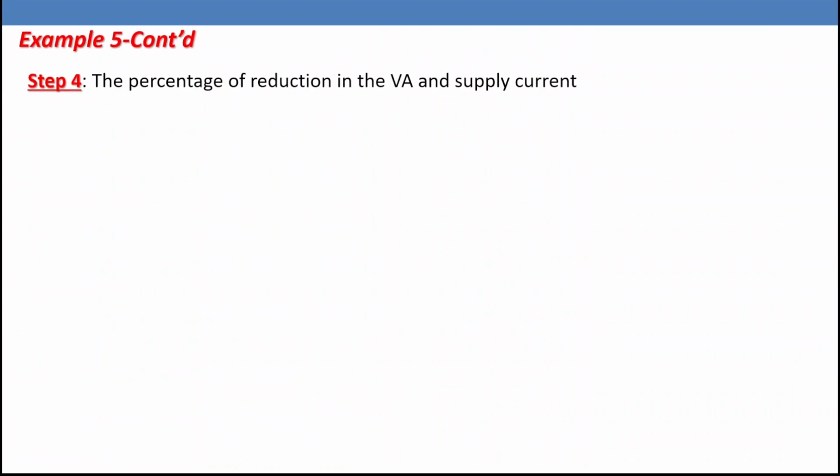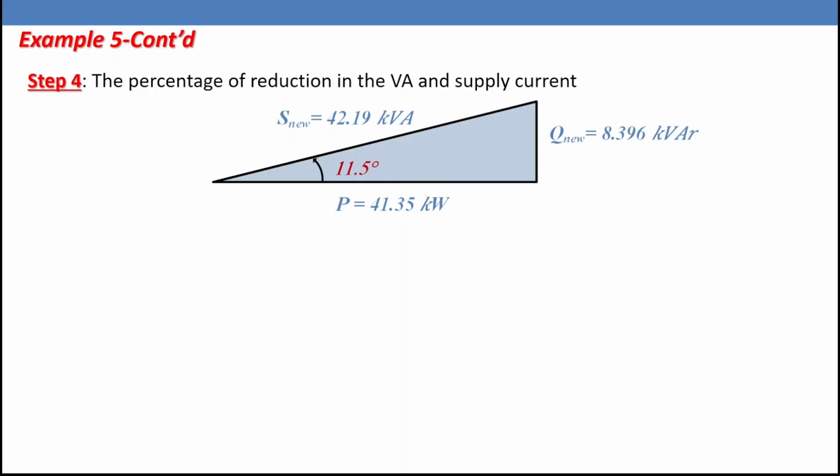Last, step number 4. We need to calculate the percentage of reduction in the volt-ampere and the new supply current. Now we have a new power triangle where P equals 41.4 kilowatt, the same between the old and new cases. No change for the active power. But we have a new VAR, new Q equals 8.4 kilovolt-ampere reactive.